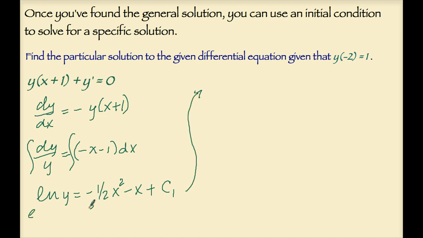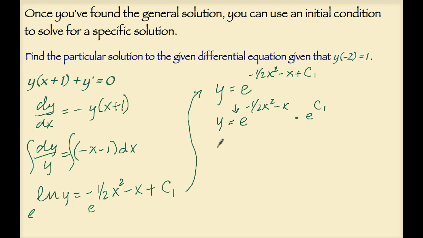Exponentiating both sides of the equation to solve for y gives me y equals e to the -1/2 x squared minus x plus c sub 1. But I can write this as y equals e to the -1/2 x squared minus x times e to the c sub 1. This is another constant, so it becomes the coefficient of this term. y equals c e to the -1/2 x squared minus x. This is the general solution, but now we're going to use the initial condition given to find a particular solution.